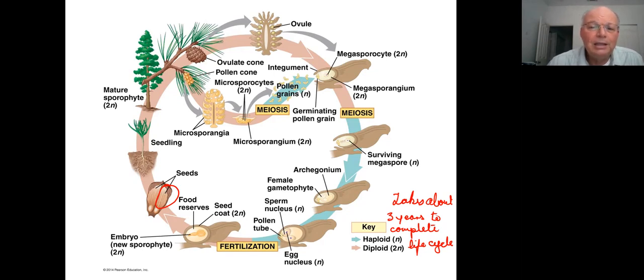If they are in a suitable environment, they will germinate, and hopefully they have moved far enough away from the mature sporophyte to allow them to grow and perhaps start to compete in their own right for resources. So that's the general conifer life cycle as seen in a conifer, a pine.